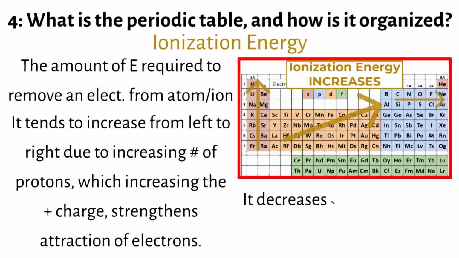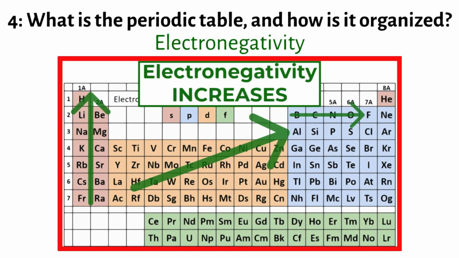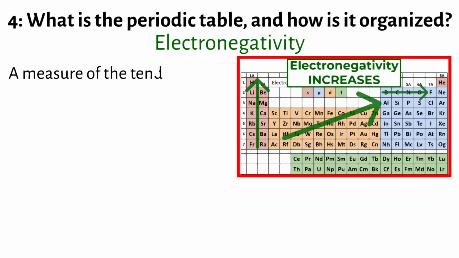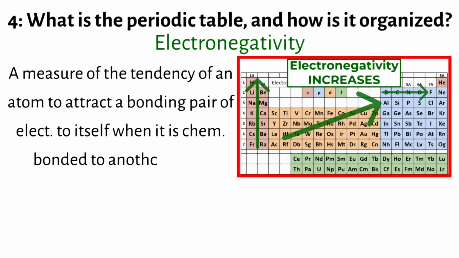It decreases down a group as the outer electrons are further from the nucleus, shielded by more inner electron shells, which reduces the effective nuclear charge experienced by these outer electrons, making them easier to remove. Electronegativity is a measure of the tendency of an atom to attract a bonding pair of electrons towards itself when it is chemically bonded to another atom.